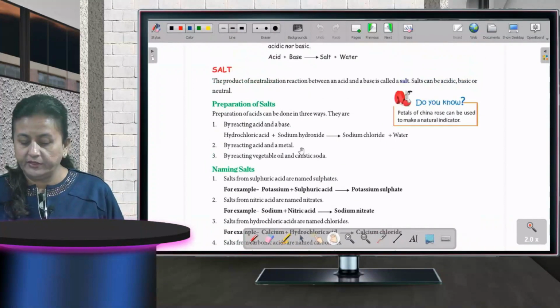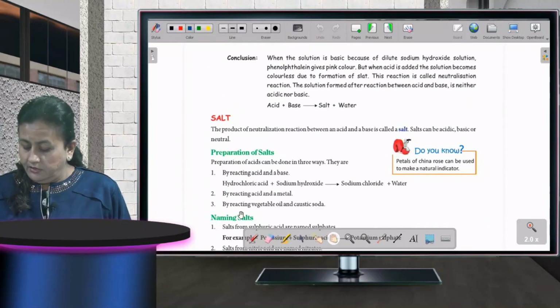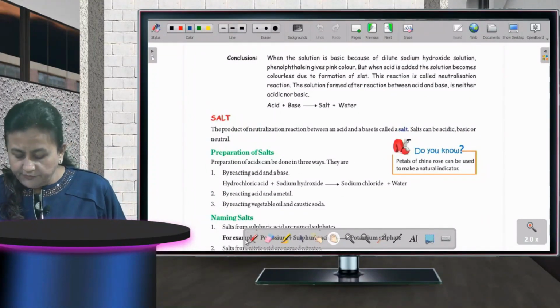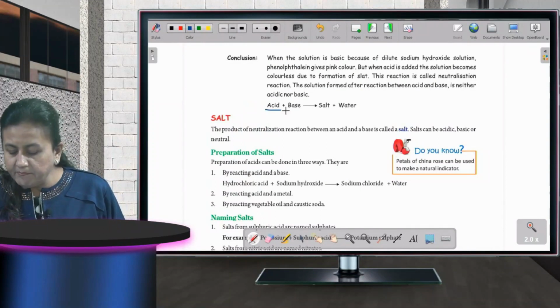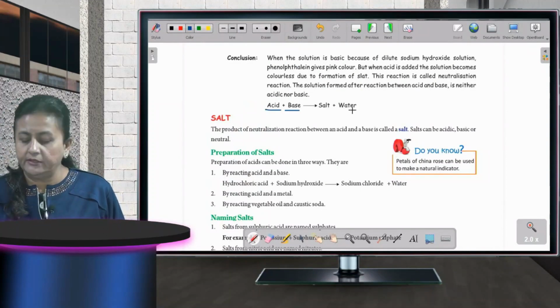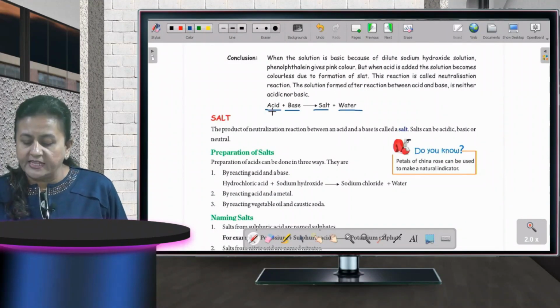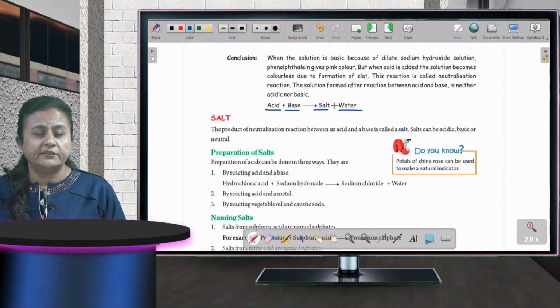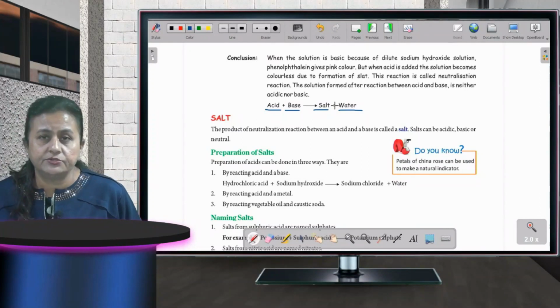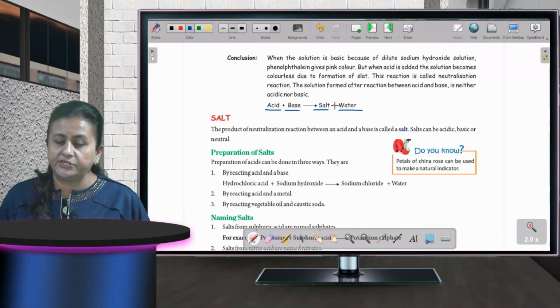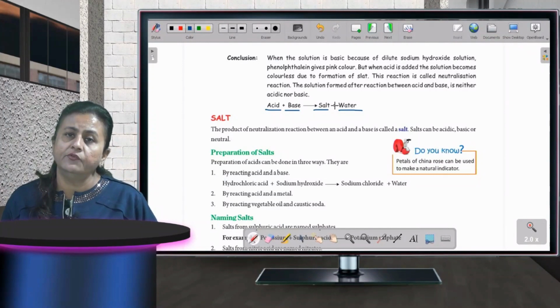See, what will we observe here? When an acid and base are combined together, it gives salt and water. Okay, acid and base dono neutral ho jate hai. That reaction is known as neutralization reaction, and it gives out salt and water.